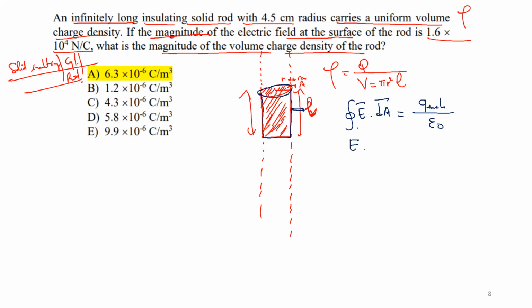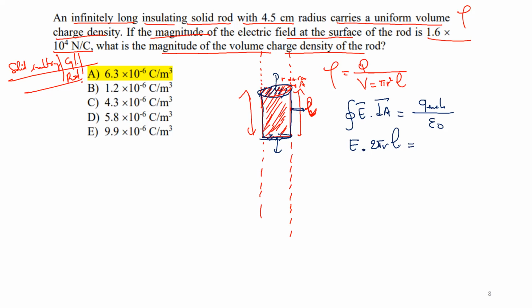dA will be just the lateral area, because of course on the top and bottom, dA is like this, so the flux is 0. So only the lateral area will participate in my total flux. So what is the lateral area? It's just 2 pi r multiplied by L. And this is equal to the charge enclosed.